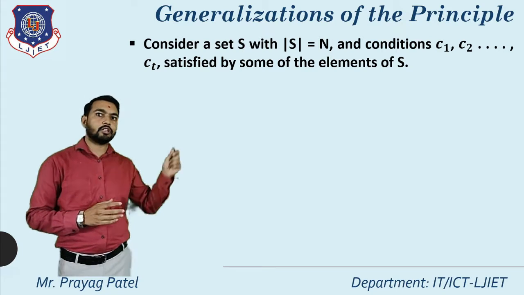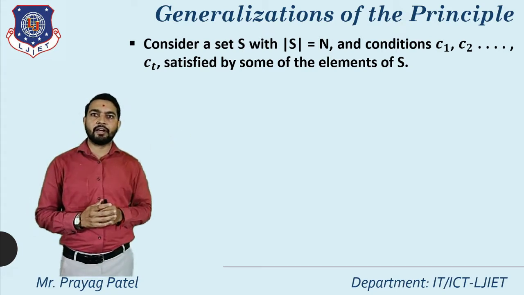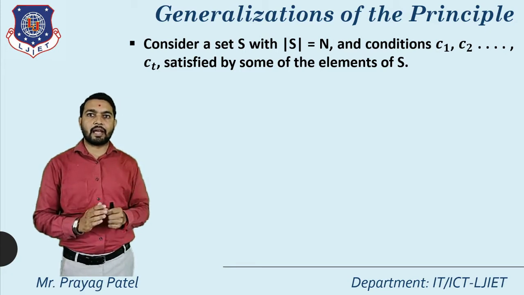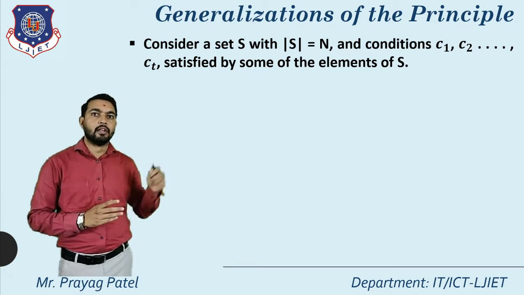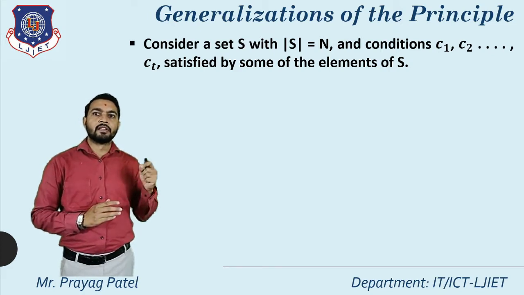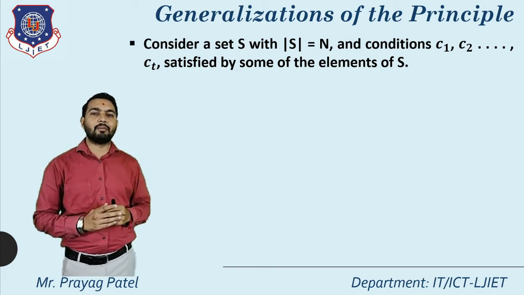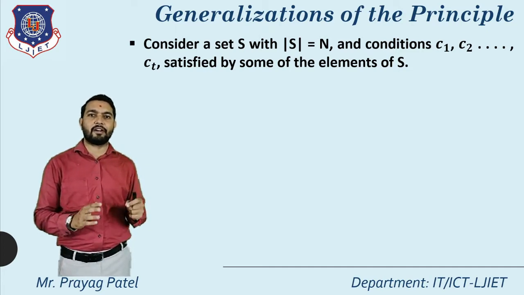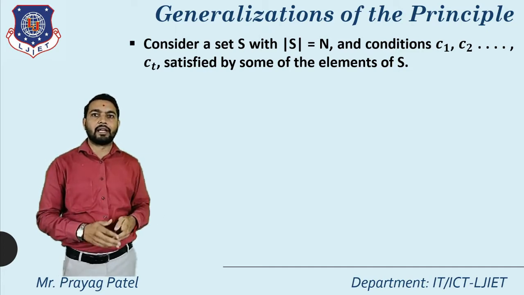So here, consider a set S with |S| = n. That means the number of elements in S is n, and conditions C1, C2, C3 up to Ct are satisfied by some of the elements of S. So C1, C2, C3 up to Ct are considered different conditions.